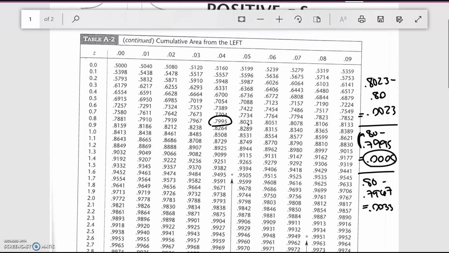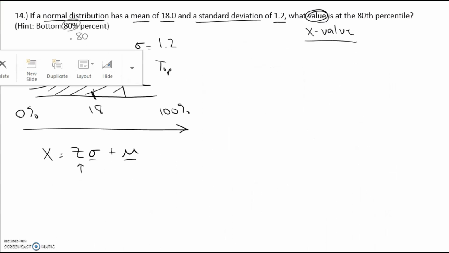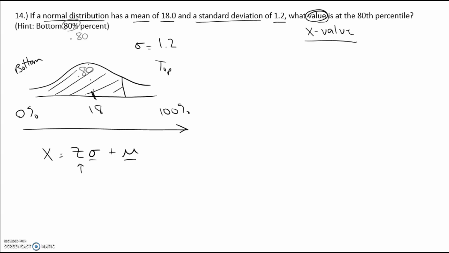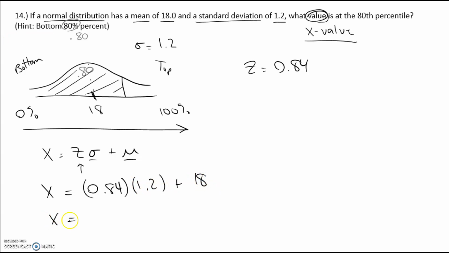Now I need to get my z-score. First go out here, grab that 0.8, and then come back over here, grab that 0.04. If you add those two, that gives you 0.84, and that's our z-score that we need to use. Now I can plug everything in here: 0.84 times 1.2 plus 18. So x should be equal to 19. And there's your final answer.